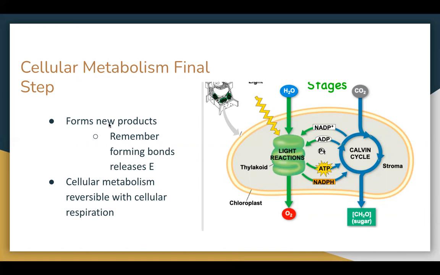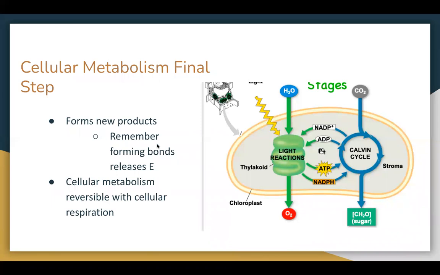And if you remember, forming bonds actually releases free energy. So that delta G that you put into breaking the bonds will be re-released when the products are made. And that's why the overall delta G of the reaction is constant, or not constant, but it's going to end up the same.